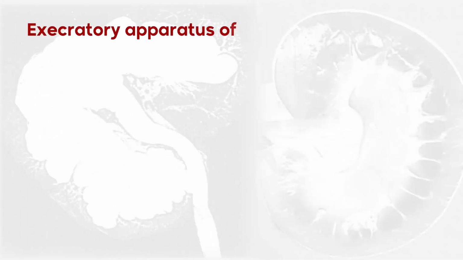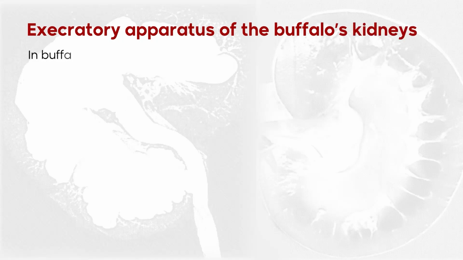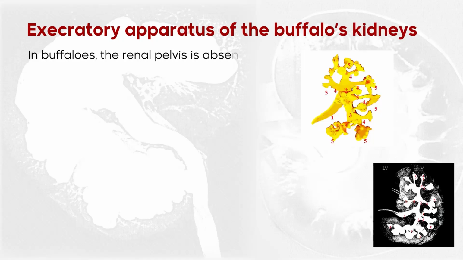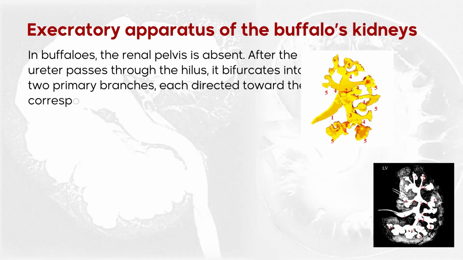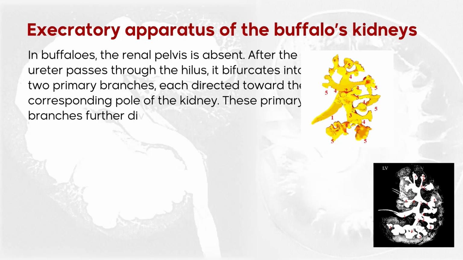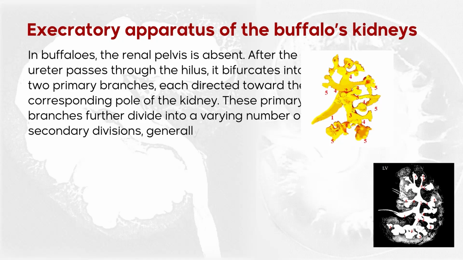Excretory apparatus of the buffalo's kidneys. In buffaloes, the renal pelvis is absent. After the ureter passes through the hilus, it bifurcates into two primary branches, each directed toward the corresponding pole of the kidney. These primary branches further divide into a varying number of secondary divisions, generally ranging from 14 to 17.